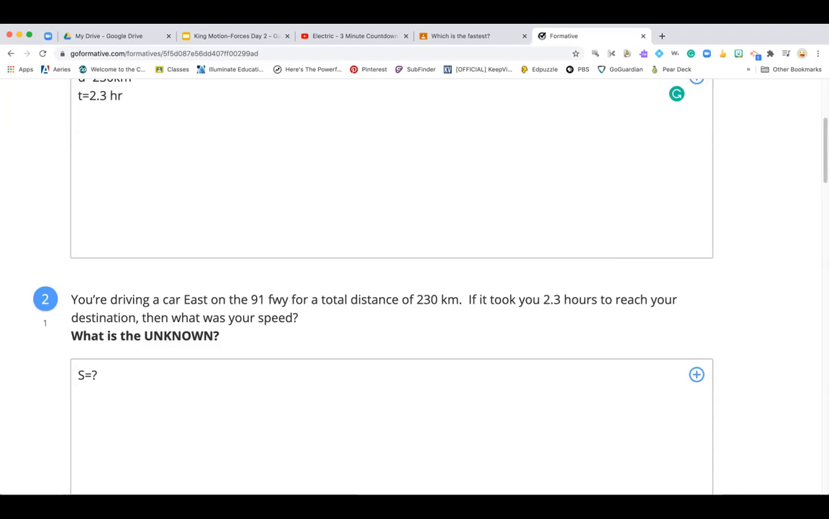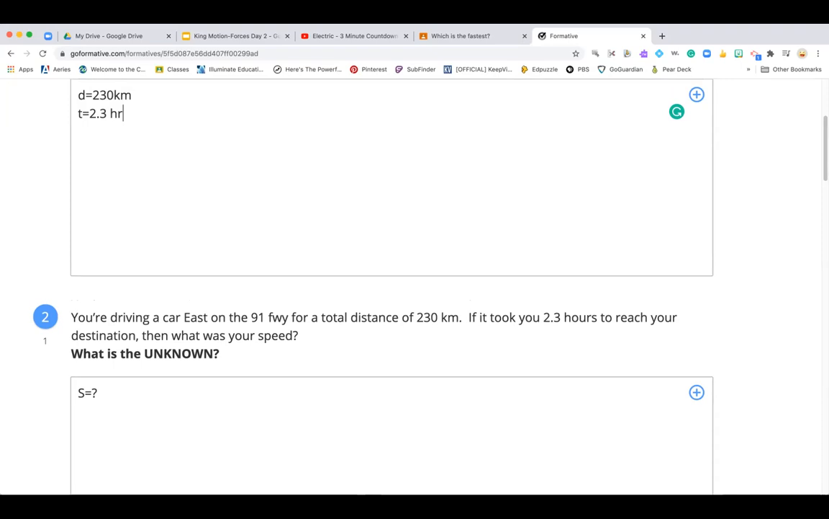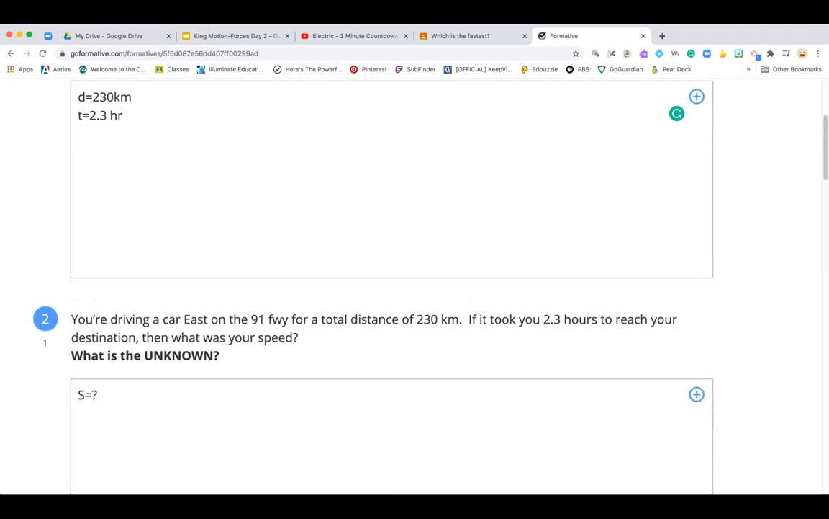Okay. So as I'm doing this with you, you're filling it out on your Go Formative. Okay. So let me show you that. Let me look at your number ones. And let me refresh the screen. You should all be on your Go Formative and filling it out. Good.